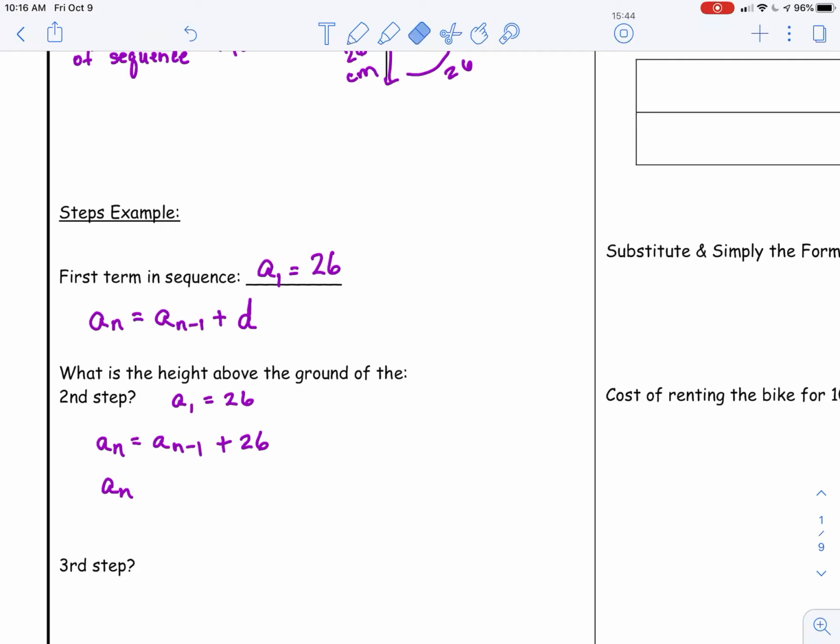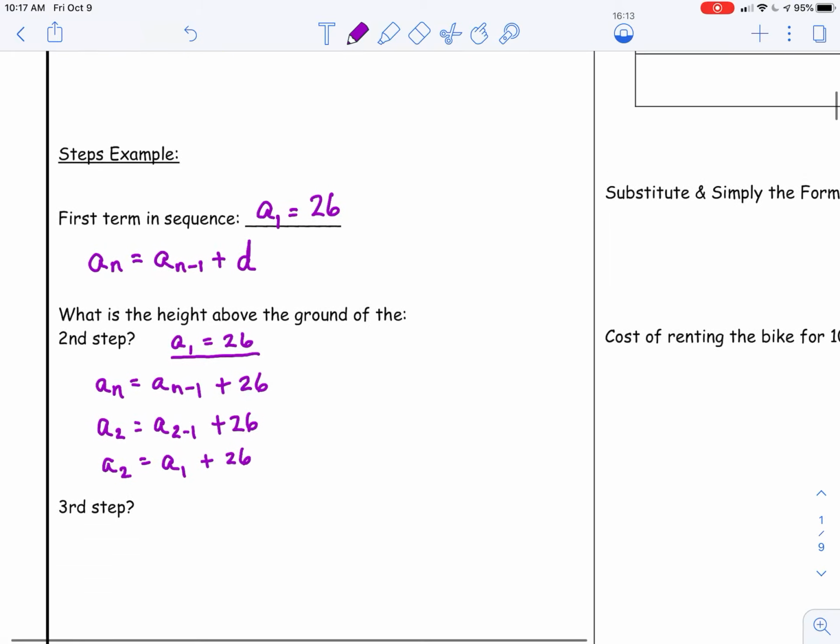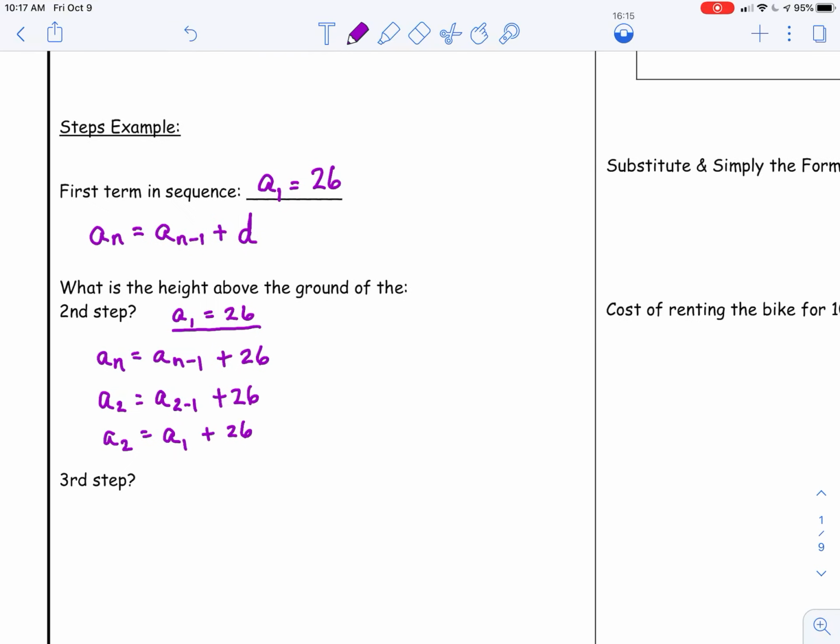So we go with our a. I'm trying to find the second step, so we're going to put a 2 in place of n. I'm going to fill in a, now remember n is 2. So look what happens here. The second term is the previous term plus my common difference. So it is my previous term plus 26. And look, we already know that our first term is 26. So in this case, the previous term is going to be 26.